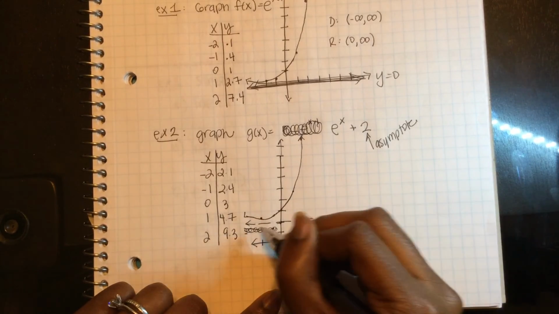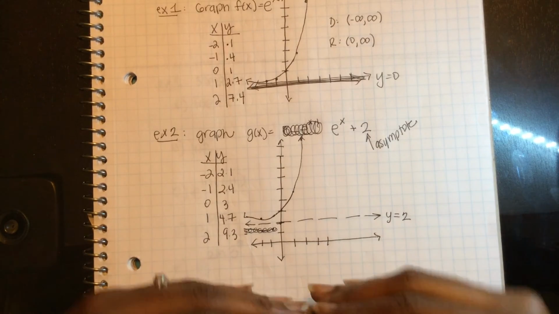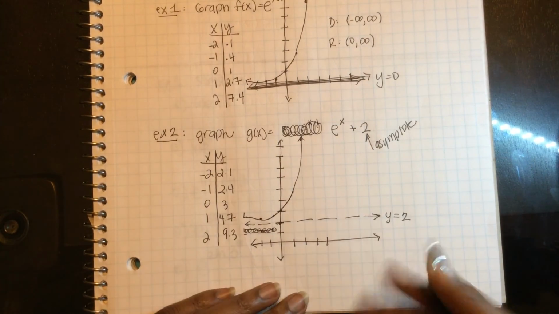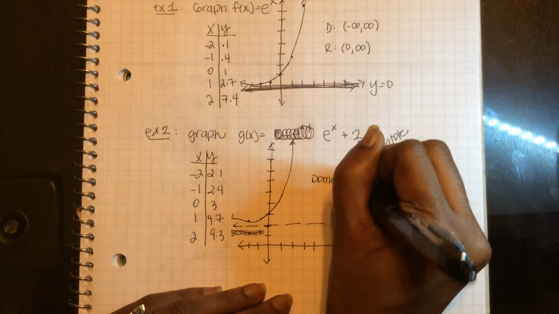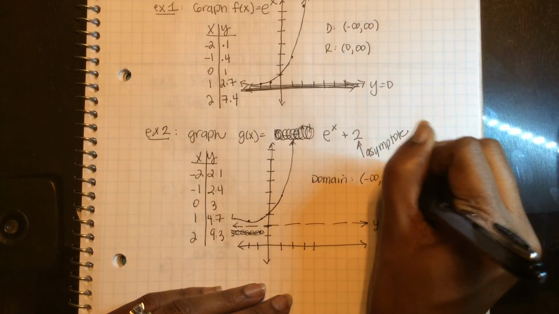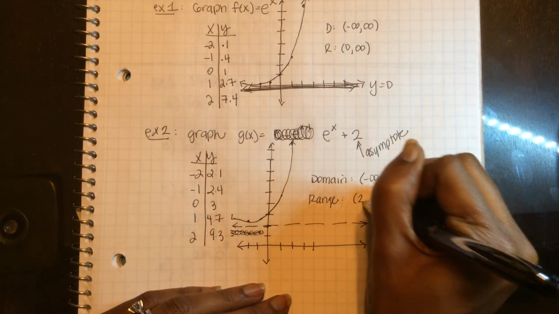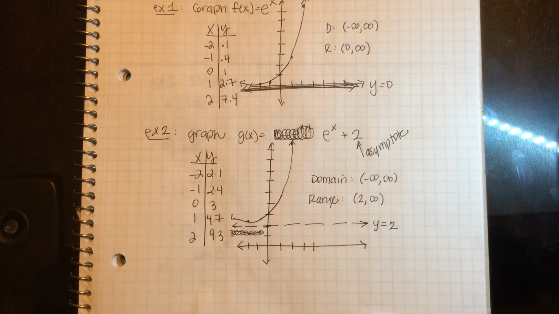And the equation of this horizontal asymptote is y equals 2, because I shifted it up 2, so that's my new asymptote. So for my domain, it's still -infinity to +infinity, but now my range is from 2 to infinity, because now it never goes below 2. Okay, we'll be graphing more of these in class tomorrow.